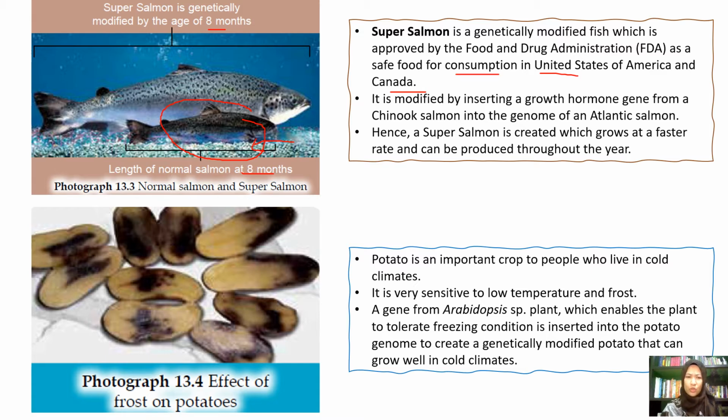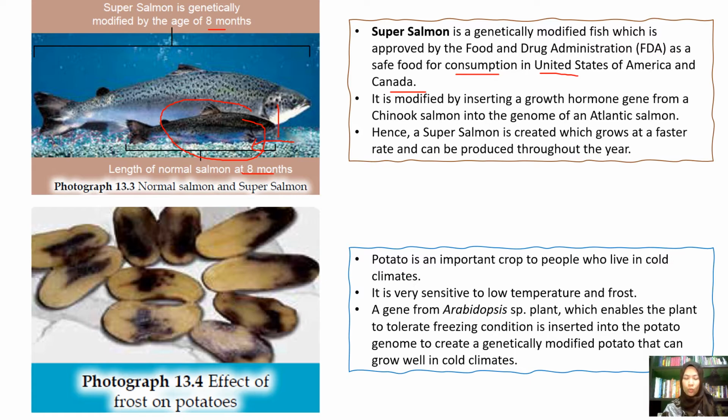Okay, so the gene inserted codes for growth hormone, okay, into the genome of Atlantic salmon. So apa kesannya? Super salmon created which grows at a faster rate. So at the same time, the super salmon also can be produced throughout the year. Sepanjang tahun boleh dihasilkan. Okay.